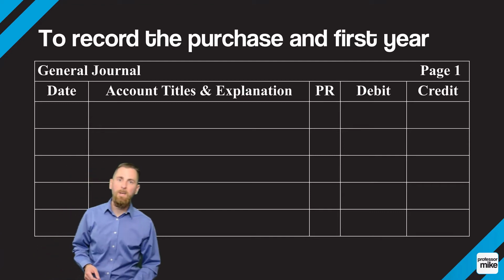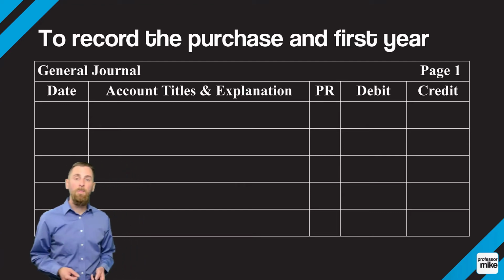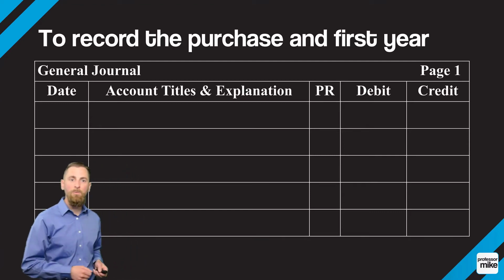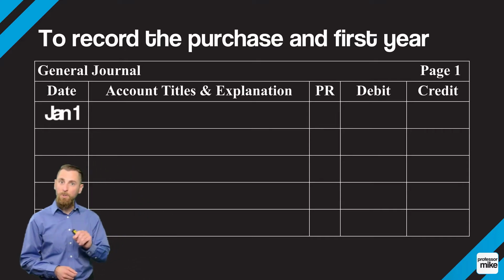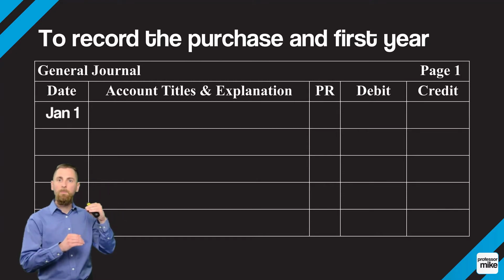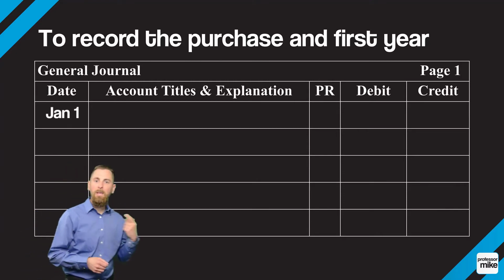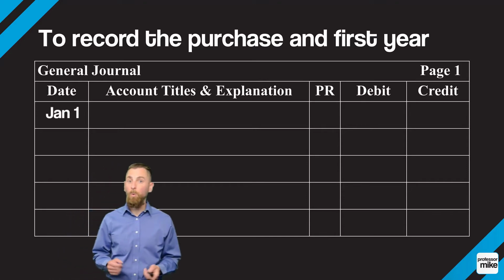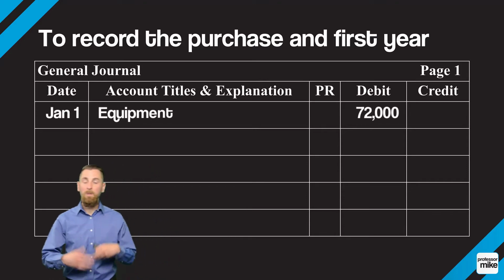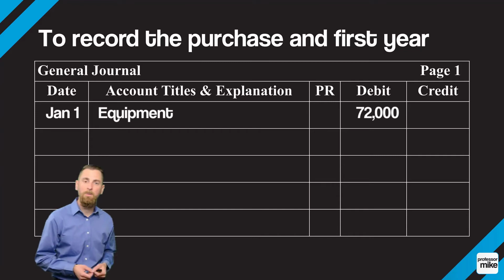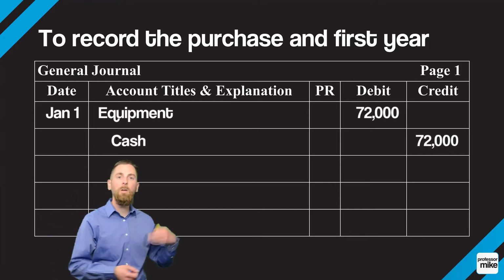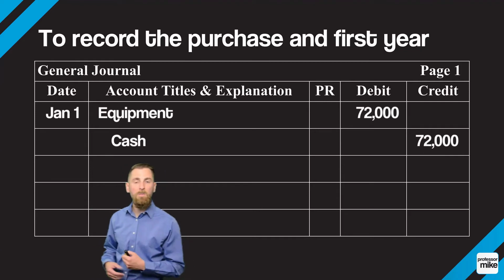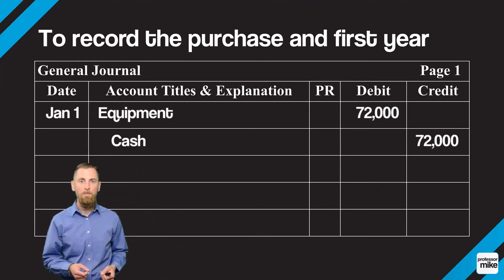So we start off with the date. Now, this asset was purchased on January the 1st, 2021. So in the date for that initial entry, we're going to write January the 1st, 2021. The account titles: we bought a piece of equipment, so that's going to be equipment, the asset that we're going to debit. And we paid cash for it, so we're going to credit cash, both to the tune of $72,000.